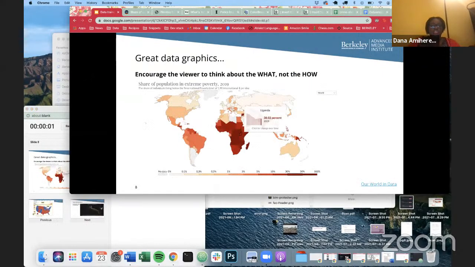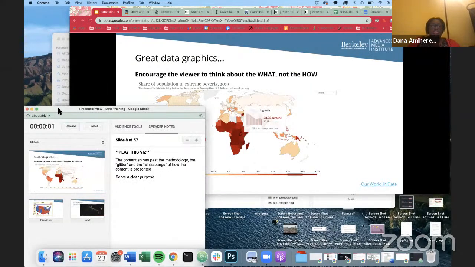Okay. So one of the first things is you help the people who look at your DataViz to really think about the what and not the how. And by that, I mean that the content of your visualization really shines past the methodology, like how you put it all together. So they are more focused on the what, like what the information is, not how pretty it's presented, even if it's done really, really well.